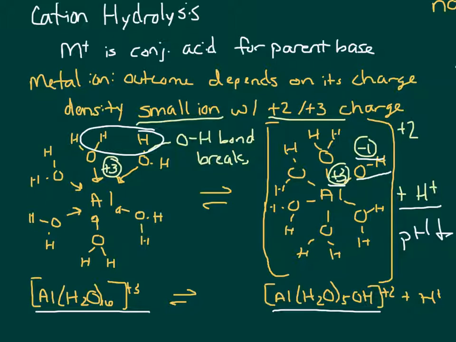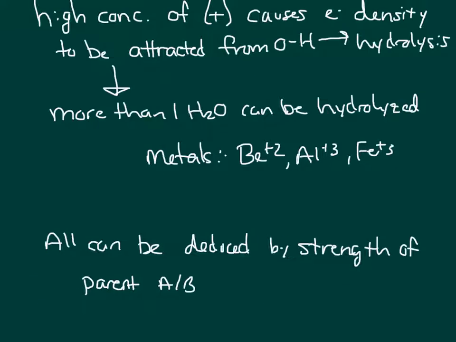This typically will occur with beryllium that has a +2 charge, aluminum with a +3 charge, and transition metals, but most notably iron with a +3 charge. So a high concentration of positive charge causes the electron density to be attracted from those OHs, and this is what causes the hydrolysis. More than one water can be hydrolyzed, and here are those metals again which you can react with.